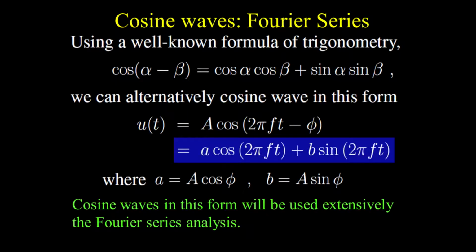Using a well-known formula of trigonometry, we can alternatively write the cosine wave in this form, where a = A cos φ and b = A sin φ. Cosine waves in this form will be used extensively for the Fourier series analysis.